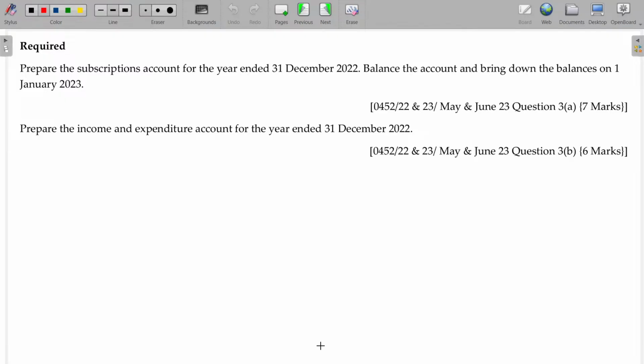Now prepare the subscriptions account and balance the account and bring down the balances. Apart from that, you have to prepare the income and expenditure account. So this one carries 7 marks, this one carries 6 marks.